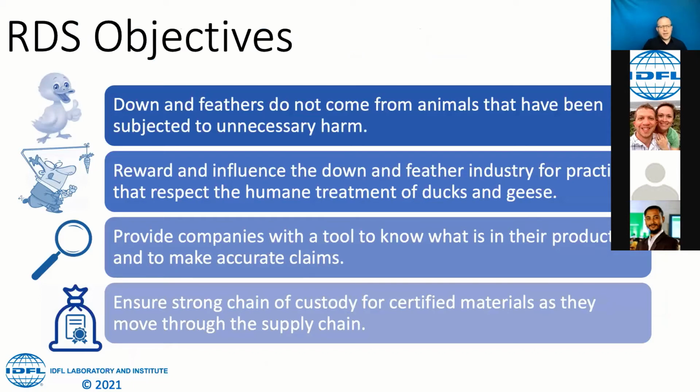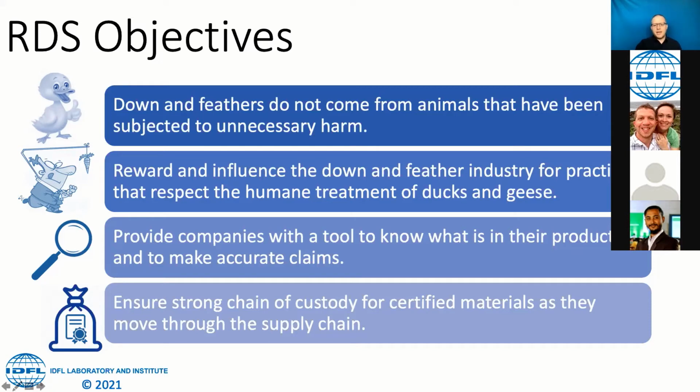That was just a little bit of history, but here are the RDS objectives. That the down and feathers are not coming from any bird that has been subjected to unnecessary harm. There's also an aspect of rewarding and influencing the down and feather industry to improve the practices that respect the humane treatment of ducks and geese. The next one is to provide companies with a tool to know what is in their product. And last of all is having a chain of custody for certified materials as they move through the supply chain.